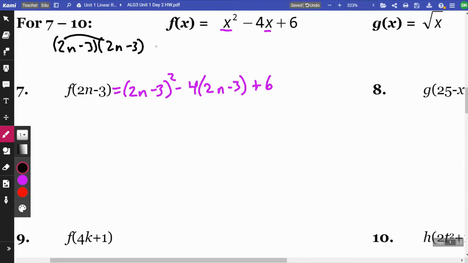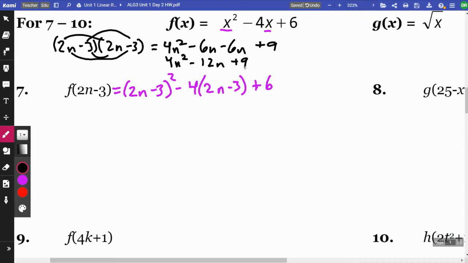So 2n and 2n is 4n squared, minus 6n when you multiply 2n and negative 3. Our inside terms right there are negative 3 and 2n, so the same thing, negative 6n. And then our last terms, negative 3 and negative 3, is a positive 9. Adding like terms, you should get 4n squared minus 12n, like terms, plus 9. So that's what that first piece turns into.